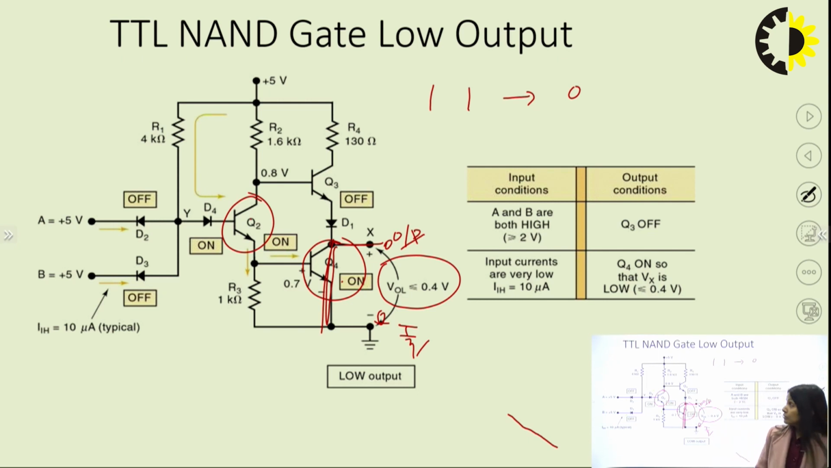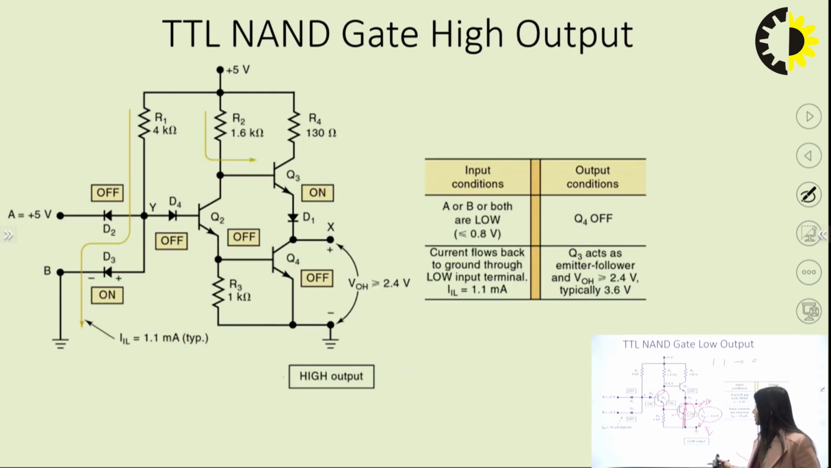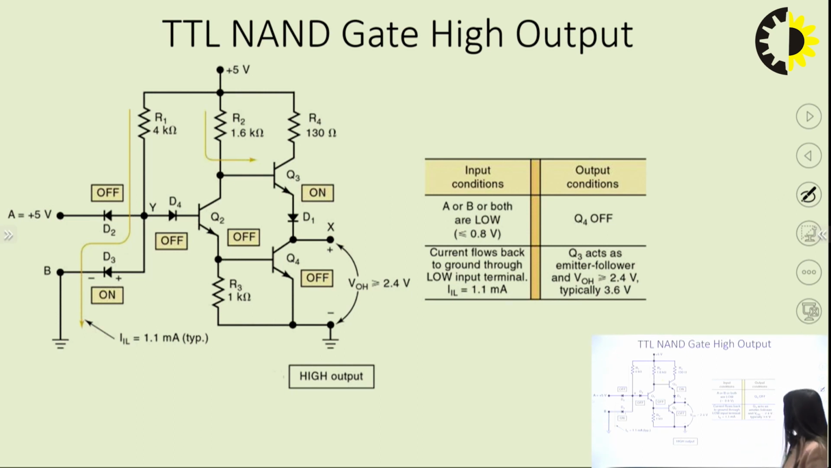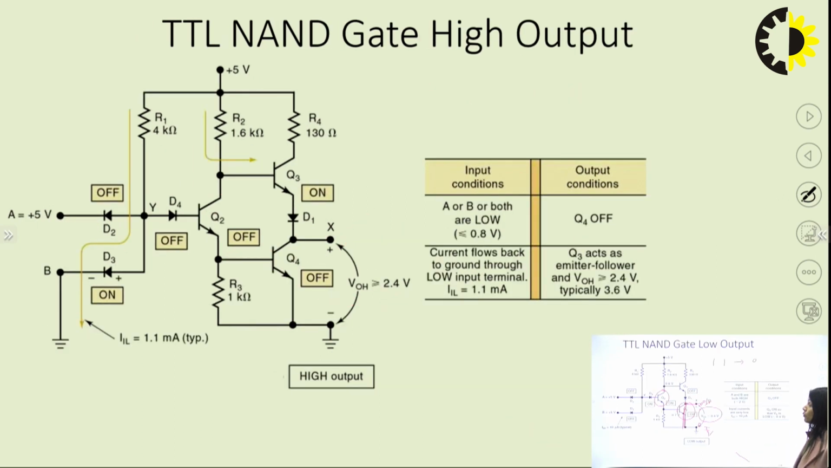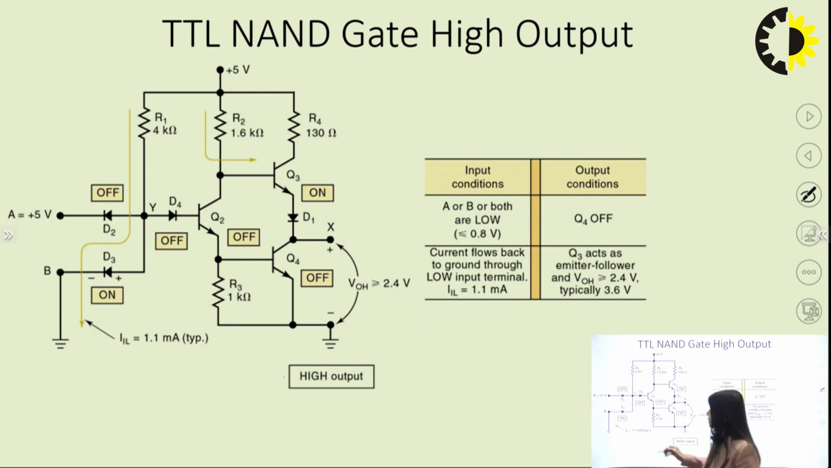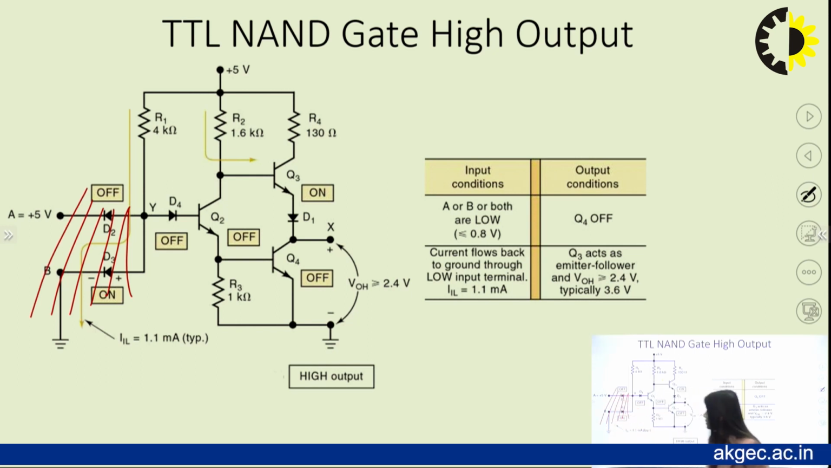If Q2 is on, then Q4 is on. If Q2 is off, then Q4 is off. This is the catch point of this TTL NAND gate low output logic. So A and B both are low. If A and B both are low, then you can remove this particular part from the circuit. We can remove it, and all the current will flow across this thing, right?